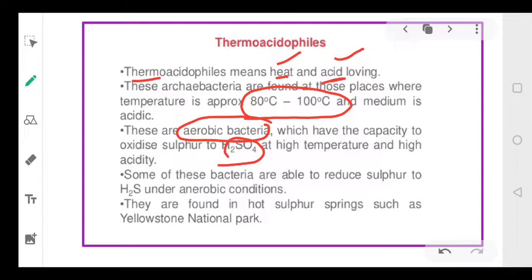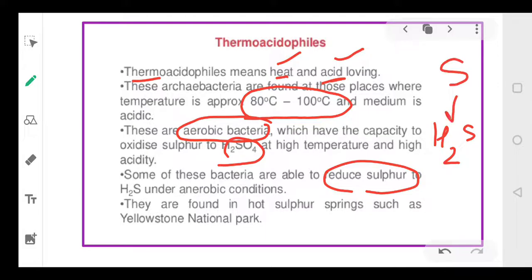Okay. And some of the bacteria can also reduce sulfur. Like they will act upon sulfur and reduce it to H2S, right? They are also observed to be present in hot sulfur springs. Okay, these are certain places. And there is Yellowstone National Park, this national park where these bacteria can be easily observed, right? That is Yellowstone National Park.